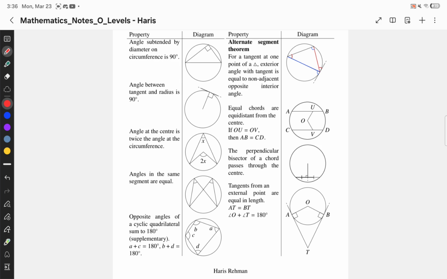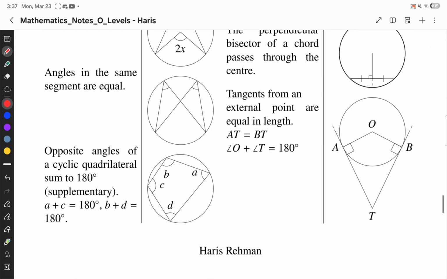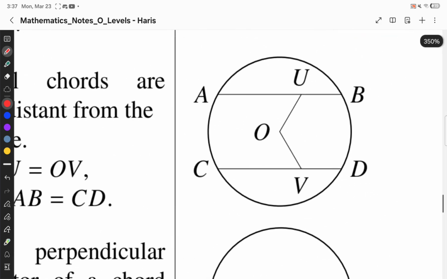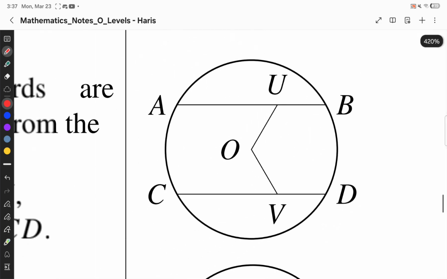Okay, if you do not understand them, then I do not know how simplified you need it to be. I will go over them just one last time in this video. So for here, equal chords are equidistant from the center. If OU is equal to OV, then AB is equal to CD. This means, okay, what does this mean?